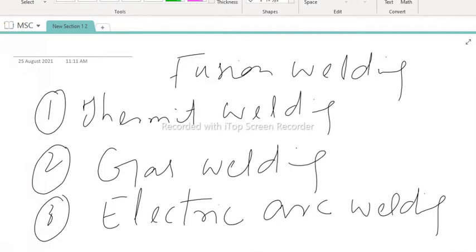This is generally used for joining these rail lines. Wherever you have damage in the rail lines, you cannot bring that rail line to some site. What you do is prepare this thermit mixture and then pour it onto the railway line, and that welds that broken railway line. Okay, then you have, say, gas welding.